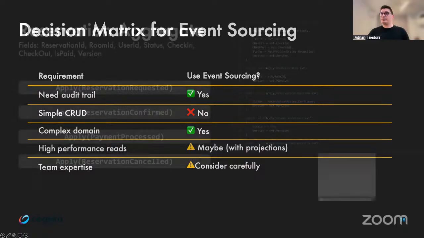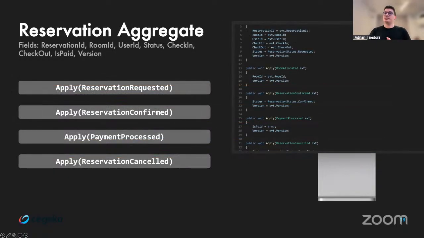So I think we can continue with some coding examples. Let's focus first on the backend code, starting with the reservation aggregate. This aggregate actually captures the core business rules around the reservations. It has some fields like reservation ID, room ID, user ID, status, and so on.